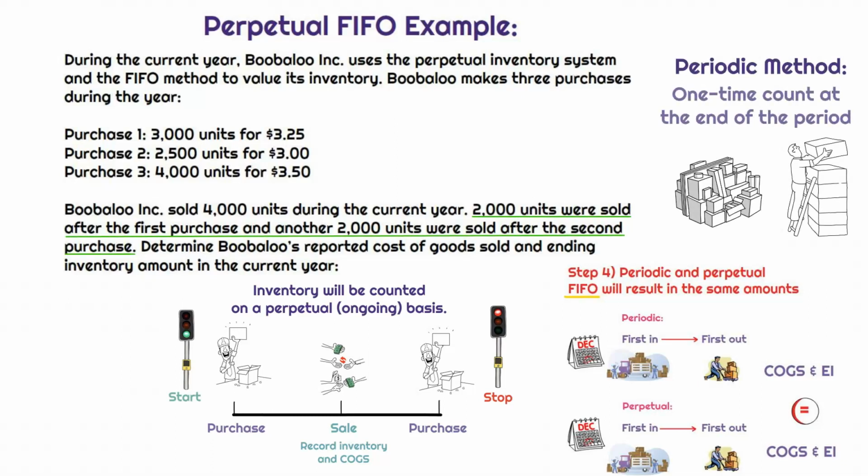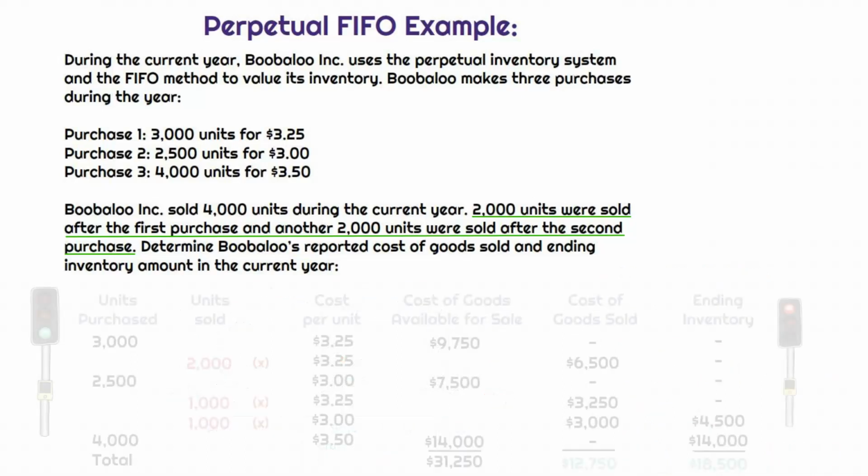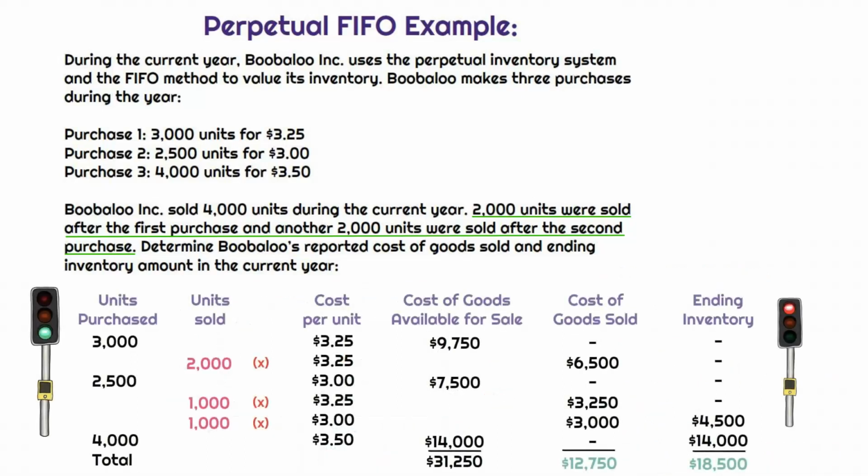Remember, when applying the periodic method, we were disregarding the 2,000 units that had been sold after the first purchase and the other 2,000 units that were sold after the second purchase. But now that we're applying the perpetual method, we need to focus on when the units were in fact sold. We have the same cost of goods available for sale amount. We still have 3,000 units purchased at $3.25, 2,500 units purchased at $3, and 4,000 units purchased at $3.50. So cost of goods available for sale will still be $31,250.